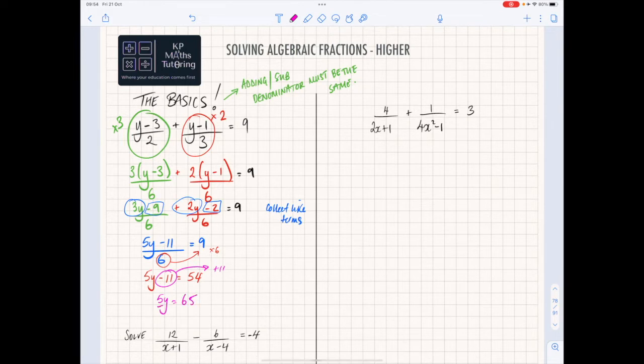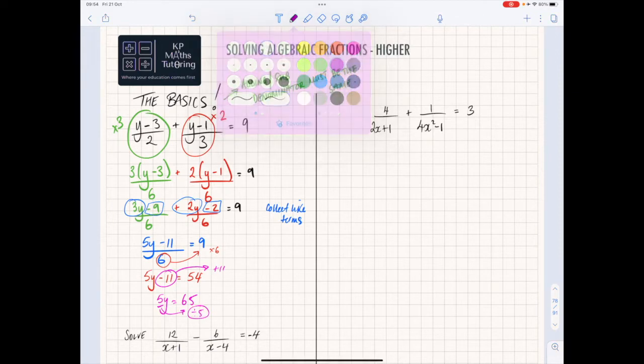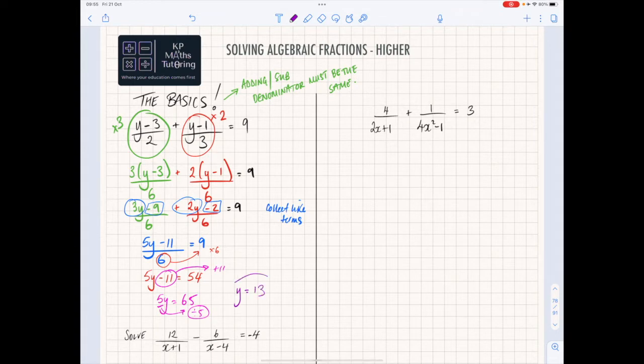And then finally, to get rid of the 5, you would divide by 5, because 5 times y, the opposite of that will be divide. And therefore, y is equal to 65 divided by 5, which gives you 13. Okay, so if you are not 100% sure on just rearranging and solving, I've done a previous video on that. It could be worth watching that. But obviously, that's your basics for working with algebraic fractions.